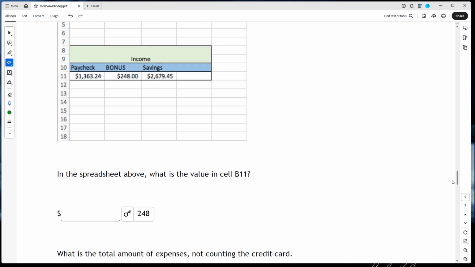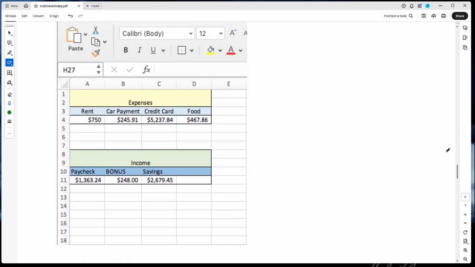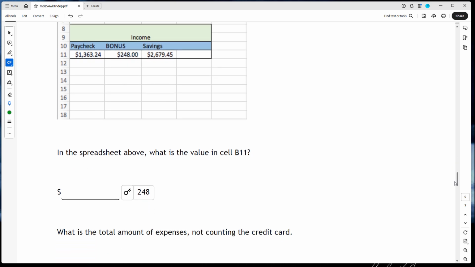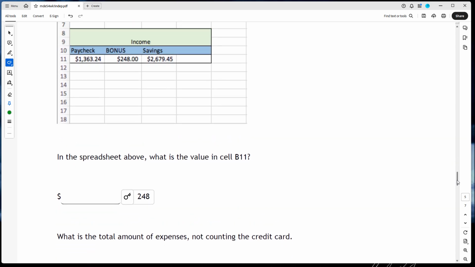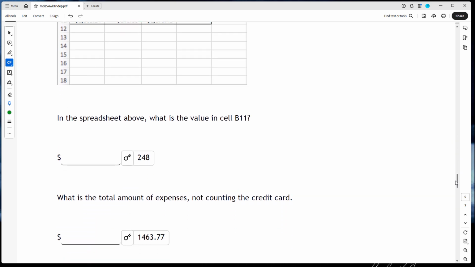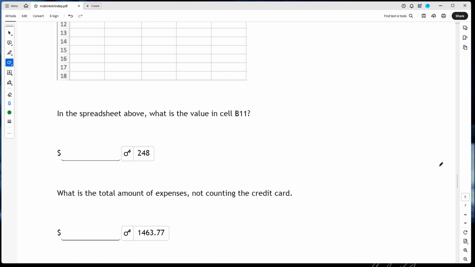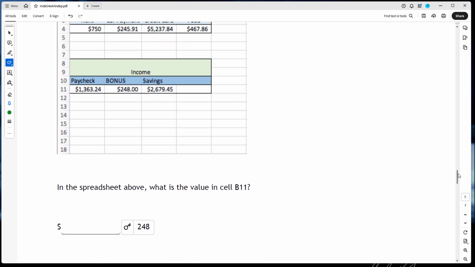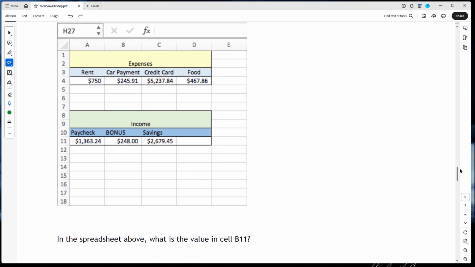In the spreadsheet above, what is in cell B11? So B is here, 11 is here. Looks like 248. That's what they have there. So they want to see the total amount of expenses, not counting the credit card. So you see expenses here going across, not counting the credit card. What I can do is go ahead and get my calculator out.